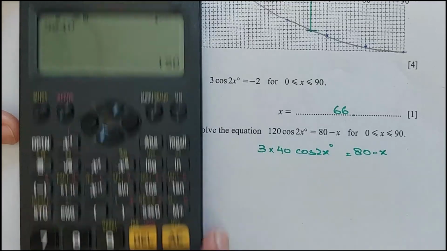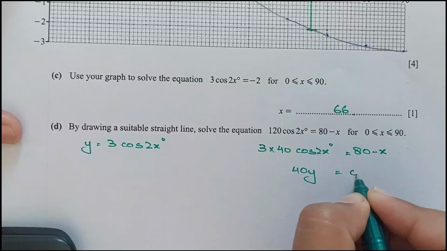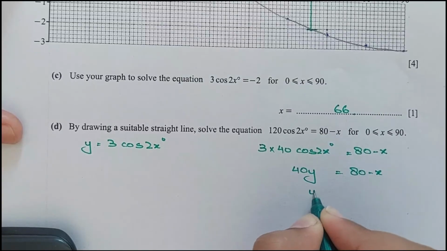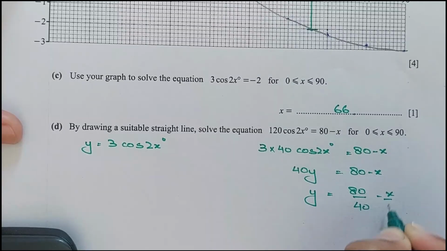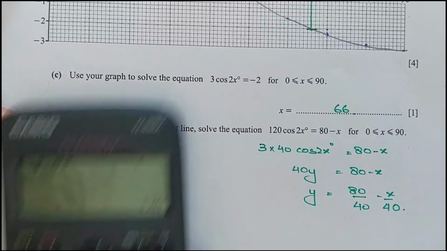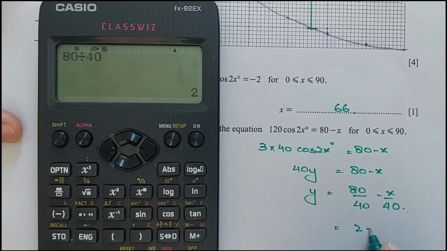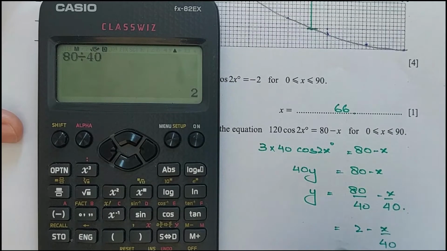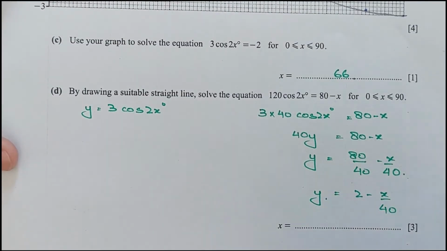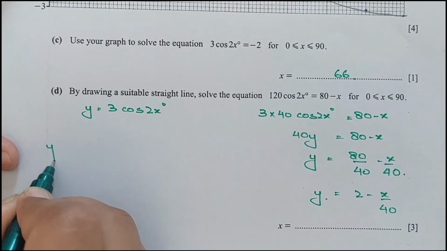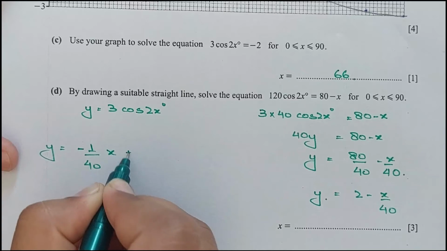So 3 cos 2x is y. So 40y is equal to 80 minus x. So y would be equal to 80 over 40 minus x over 40. 80 by 40 is 2. So 2 minus x over 40. This is y. All right. So we have a straight line which is y equals minus 1 over 40x plus 2.